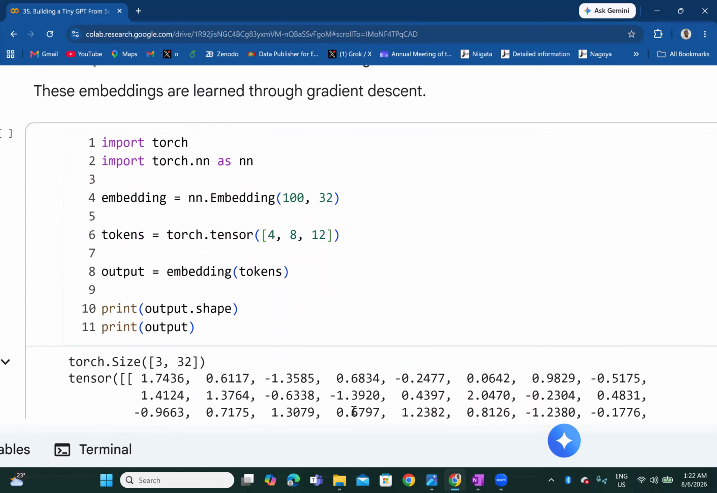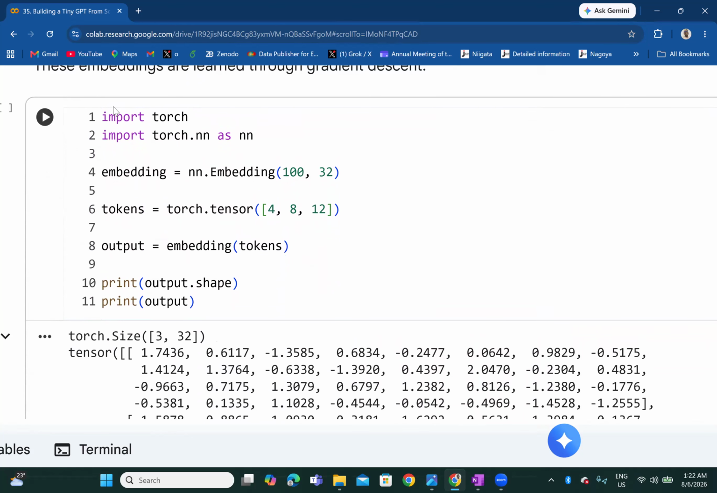So you have a simple example here. Imagine, of course, we are using PyTorch: import torch.nn as nn. The embedding is nn.Embedding, say you are embedding 100 by 32, and the tokens are torch.tensor with 4, 8, 12. The output will be the embedding of the tokens you have.